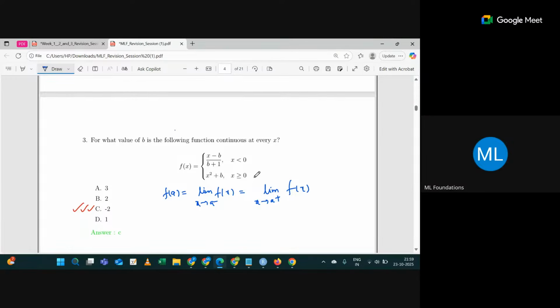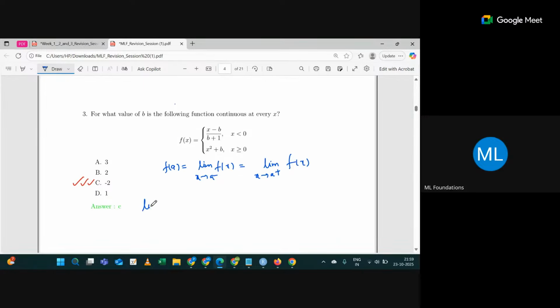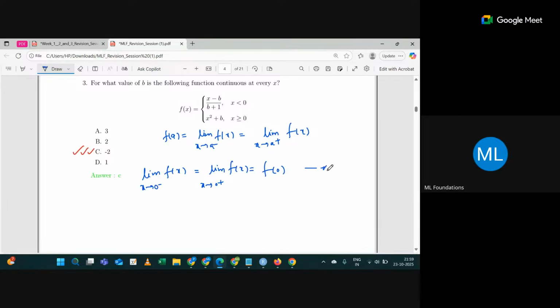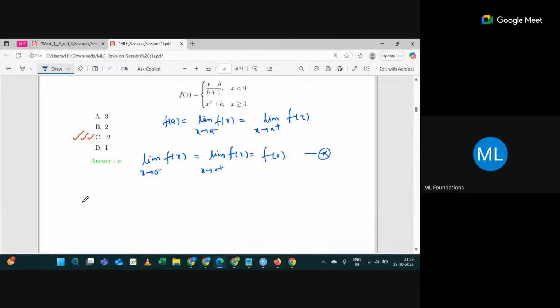So here what is the point, basically? 0, right? So what is the limit as x tends to 0 minus of f of x? Basically to prove this, we have to use the 0 plus f of x and f of 0, right? Because the question says it's continuous, but we have to find the value of b by using this information. Yes or no? This equation.